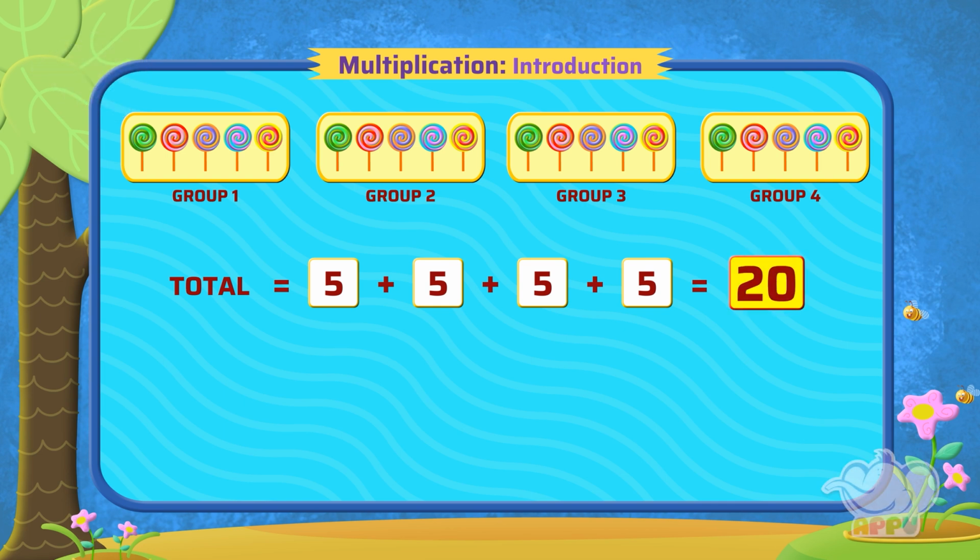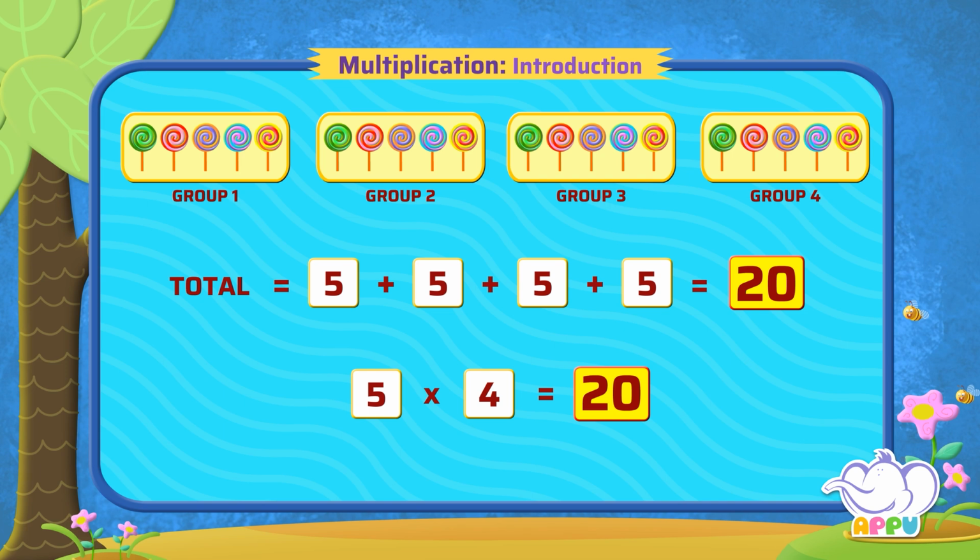We can use multiplication here. We write 5 times 4 equals 20, because the group of 5 lollipops is repeated 4 times. Brilliant!